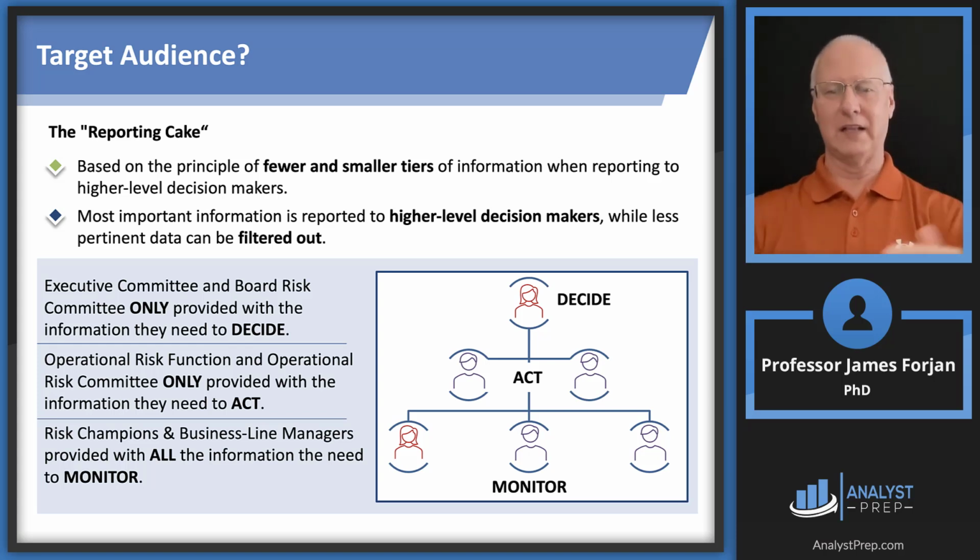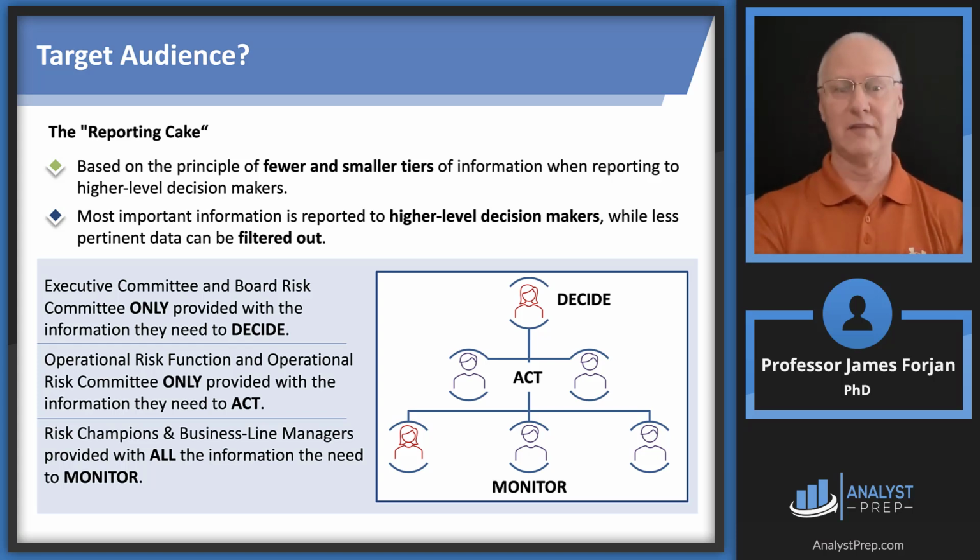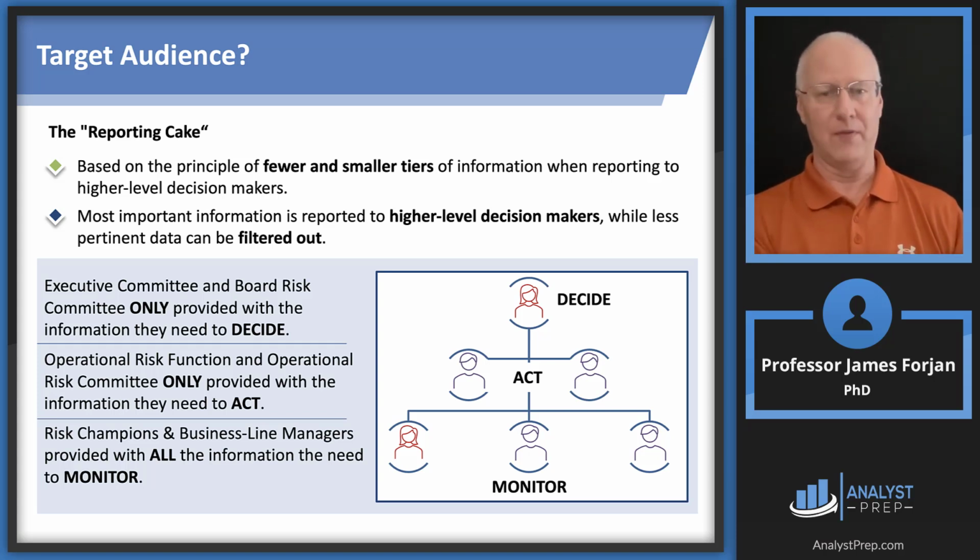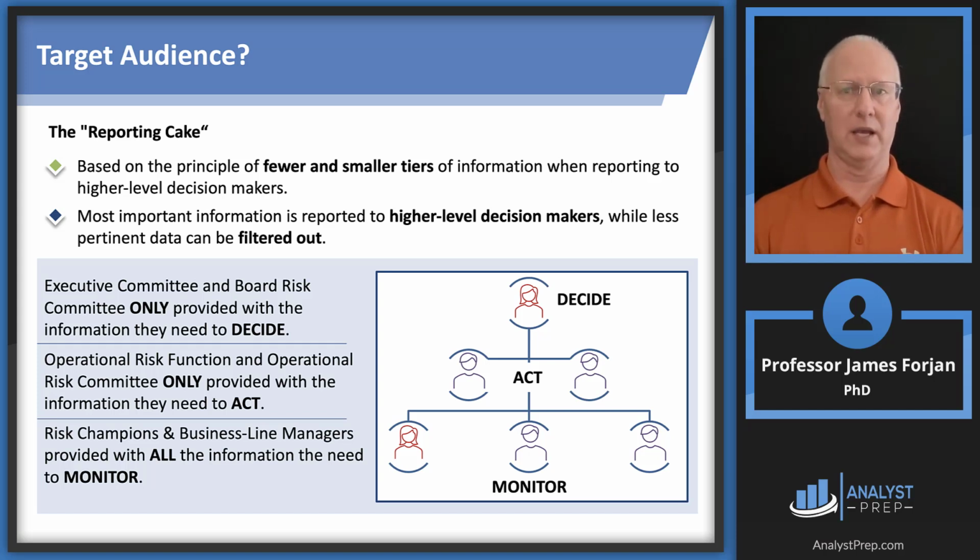But anyway, so it's a cake like this. So what happens? Look down at the very bottom left. These risk champions and chief risk officers and business line managers are operating inside of each one of these silos, so they know what kind of risks are out there. They know what those key risk indicators are.